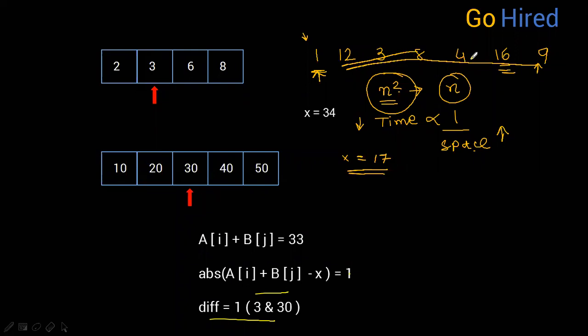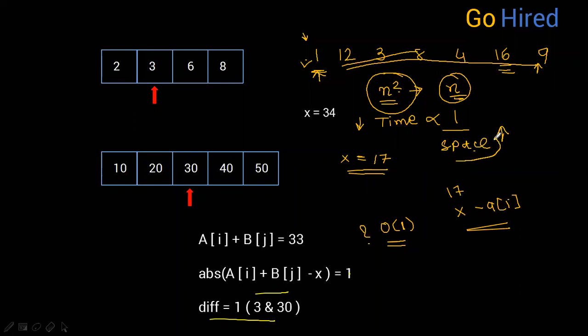Because 16 plus 1 can make 17. So in the case of 1, the number we need is 16, which is x minus a[i]. And to find this number, what we are doing is traversing the rest of the array. Instead of traversing the rest of the array, can we have it in order of 1? If we can have it in order of 1, our time complexity can be in order of n, right? Yes. So how can we search any element in order of 1 time? Using hash map. Exactly, using hash map.